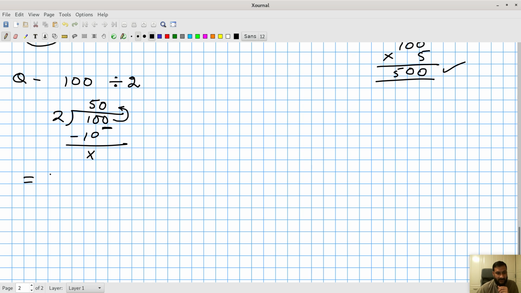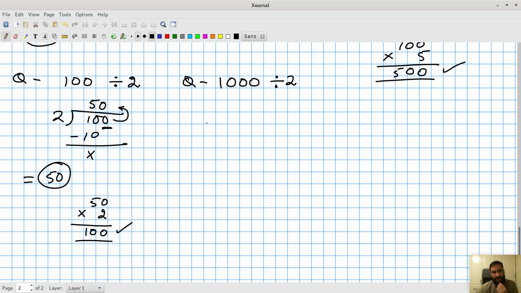And I can verify that. First of all, let me write my answer is 50, and I can reverse check by doing my answer multiplied by my divisor, which was this one. So 2 zeros are 0, 2 5s are 10, this 10, and I get my number back. Good. Let's do one more question before I leave. Let's divide 1000 by 2.